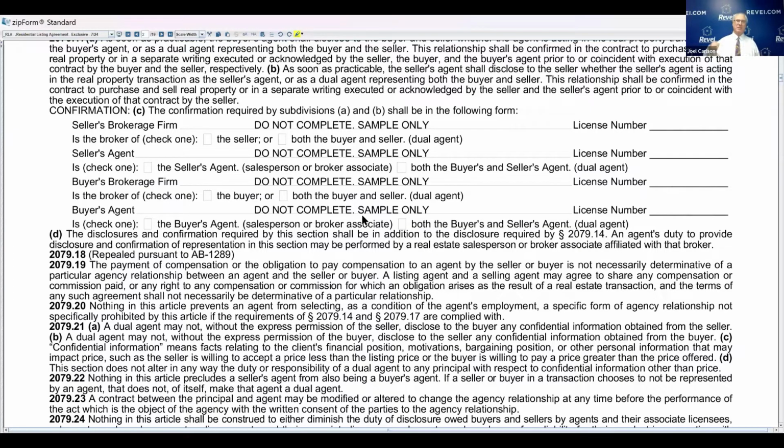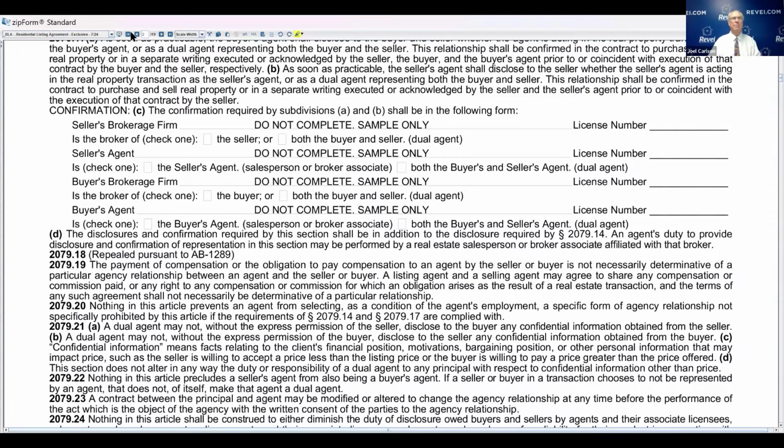It even says it on the first page. If you look at paragraph 1E, it says, You are not a party to the contract. Well, then my question is, why am I signing the dadgum thing? Ethically, you're signing it because you're confirming your agency relationship.